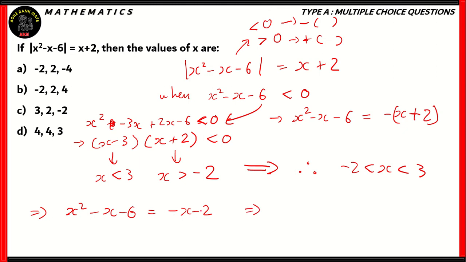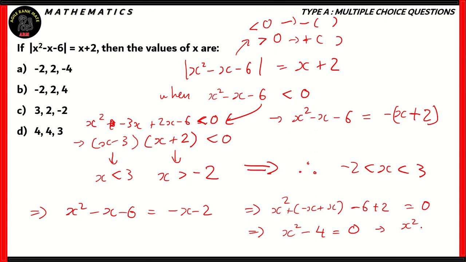We can take the terms on the right hand side to the left hand side. So we get x squared minus x plus x, and then we have minus 6 plus 2. So therefore, the right hand side would be 0. The x's cancel each other out. So we have x squared minus 4 equals 0.